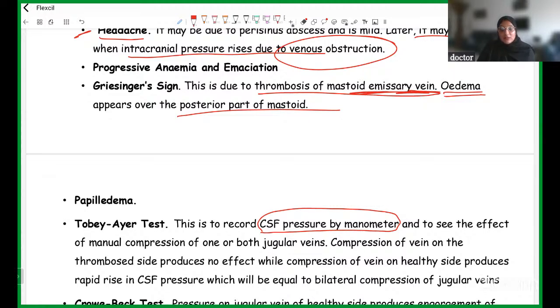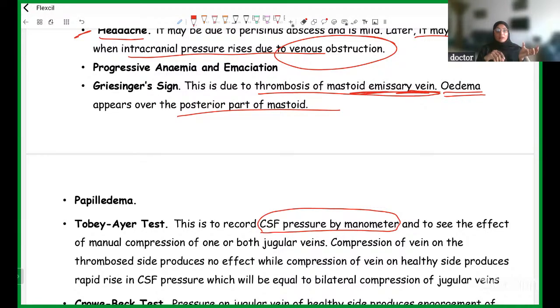Right. Now, usually compression of the vein on the thrombosed side produces no effect, while compression of the vein on the healthy side produces a rapid rise in cerebrospinal fluid pressure. And this will be equal to bilateral compression of the jugular veins. I will repeat it again. Let's say the patient's thrombosed side is on the right side. If the vein is compressed on the thrombosed side, it produces no effect. While compression of the vein on the healthy side will produce a rise in cerebrospinal fluid pressure, and this will be equal to bilateral compression of the jugular veins. Okay. So Griesinger's sign, papilledema, and Tobey-Ayer test.